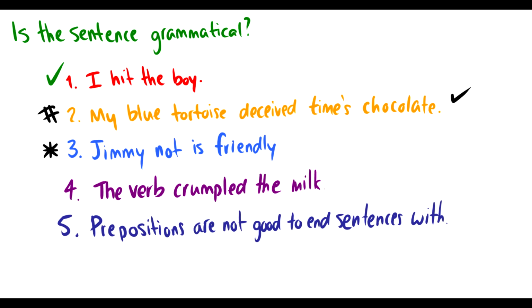What about "the verb crumpled the milk"? Yeah, you know what? When you say it, it doesn't sound odd to say. So we know it's weird in its meaning, so we put a hashtag there, but the structure seems good.